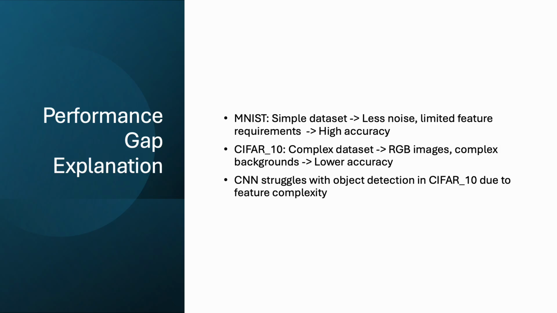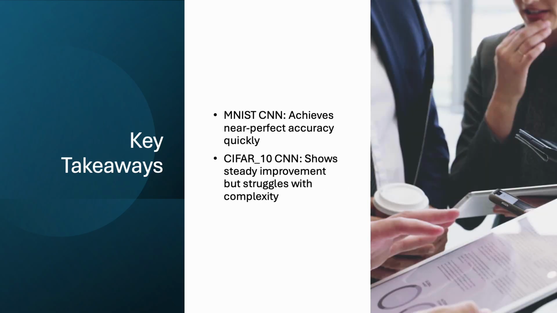This gap in performance is mostly because the datasets are different in complexity. The MNIST dataset has the advantage of simplicity, and the CIFAR10 dataset has the disadvantage of being super complex. Some key takeaways. The MNIST CNN achieved near perfect accuracy quickly, and the CIFAR10 CNN shows a steady improvement, but struggles with the complexity.